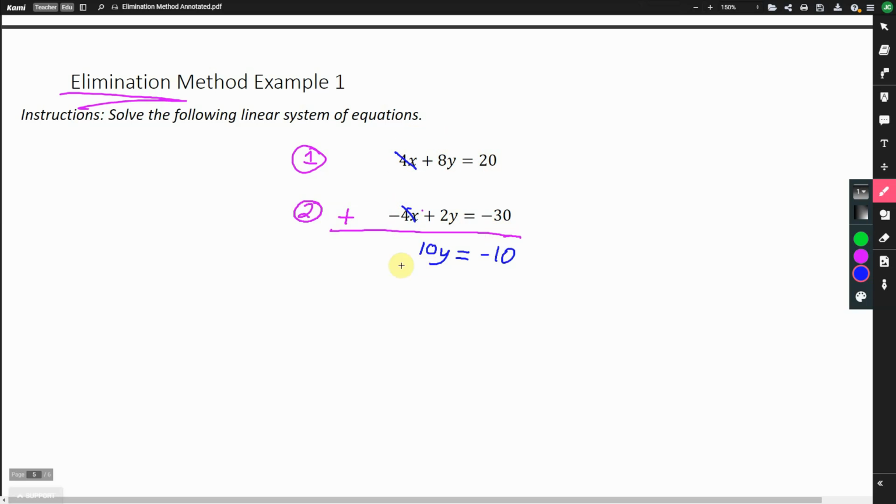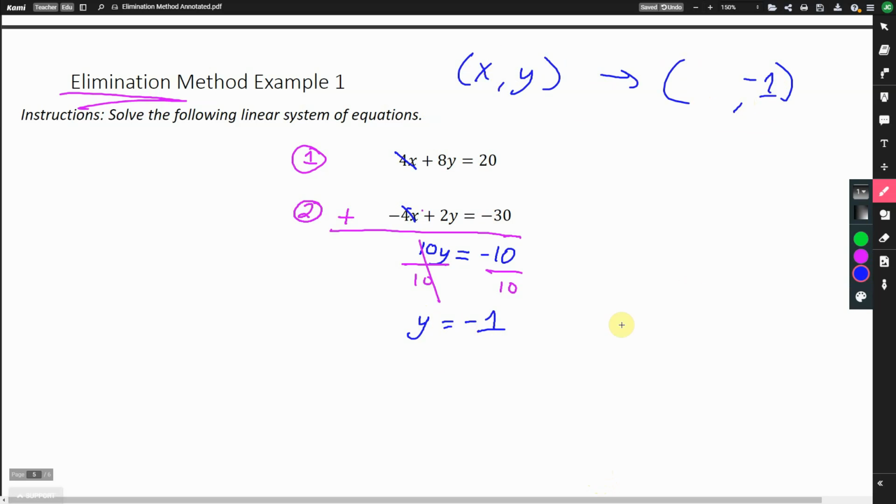And now as you can see, we only have one variable, and we can solve for it real easily, hopefully, by just dividing by 10. Then you get y equals negative 1. Okay? But just remember, we're not done. We're looking for an x, y, but we know what our y is. Our y is just negative 1, like that.